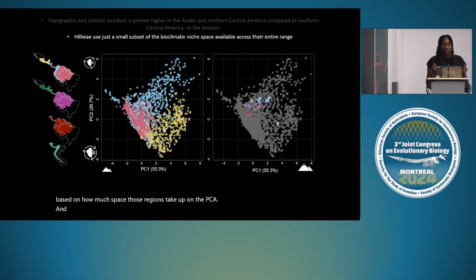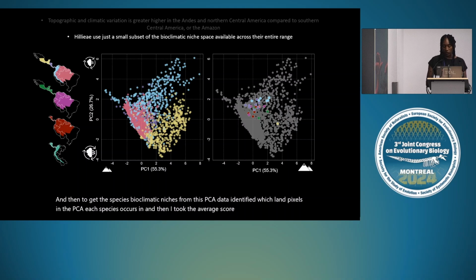And then to get the species bioclimatic niches from this PCA data, I identified which land pixels in the PCA each species occurs in, and then I took the average score of those pixels on each PC axis, and used that average as a measure of niche identity. And so species niche identities are plotted on the right, and they're also color-coded by geographic range. And from that, we can see that most of the species cluster pretty closely together on that PCA, meaning that they're just using a relatively small subset of all of the environmental space that's available across their range.